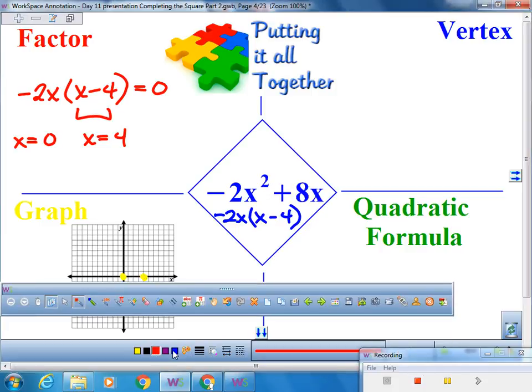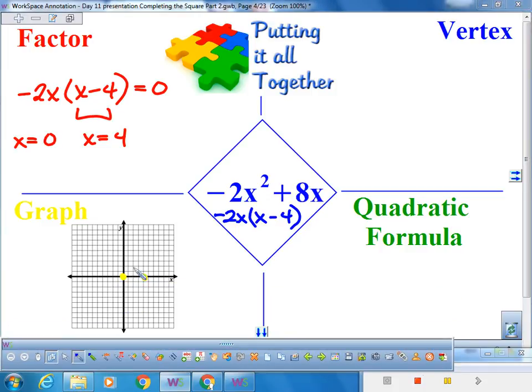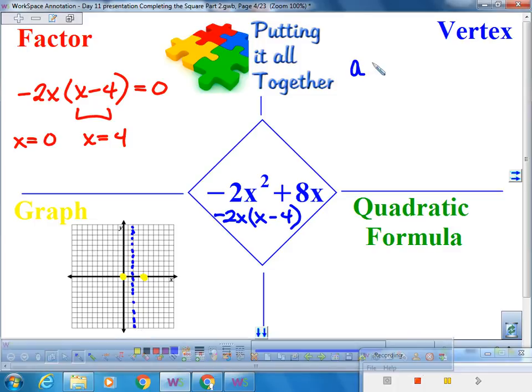Good job. And the axis of symmetry gets me on my way to finding what? The vertex. So if my axis of symmetry, what do I have to write in front of it? Can I just write 2? X equals 2. Now how do I find my vertex? Substitute it back in.